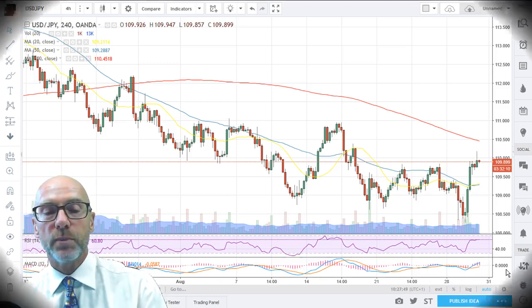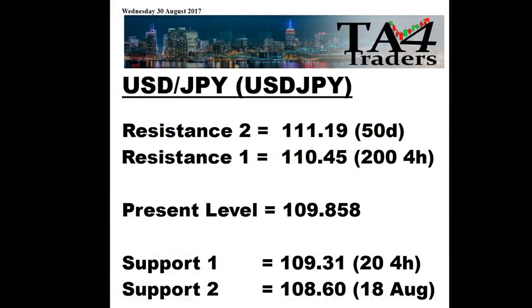Looking at the support and resistance levels, as I mentioned on the 4-hour chart, the 200 there is giving resistance at 110.45, with the second resistance on the daily on the 50-day at 111.19, with support coming in on the 4-hour at the 20, 109.31, and then the low of the 18th of August, 108.60.